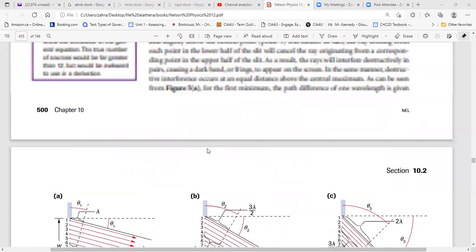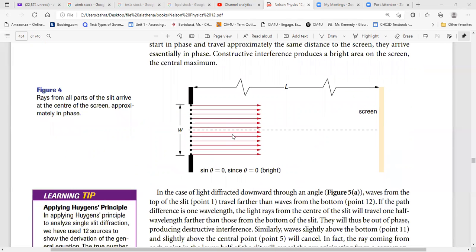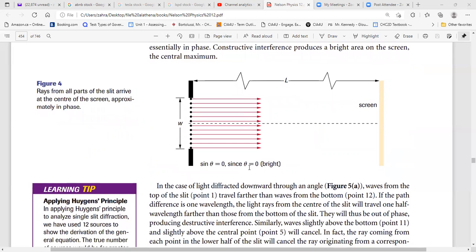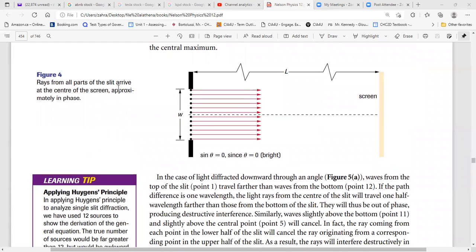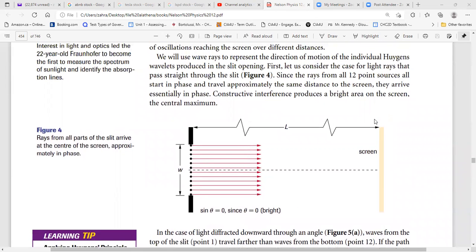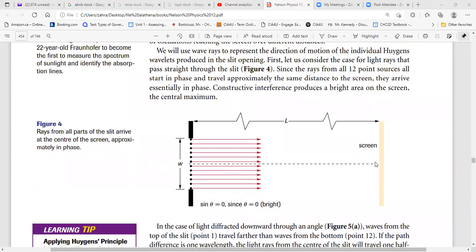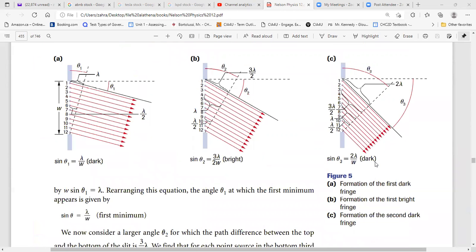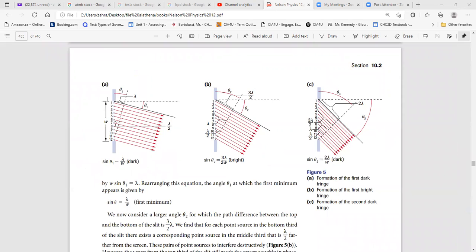All of that will pass through parallel. But if the light is coming with an angle theta, versus coming with no angle, it passes through. Rays from all parts of the slit arrive at the center of the screen approximately in phase. So all of that coming here will produce a central brightness. They are in phase, that's why they add up.